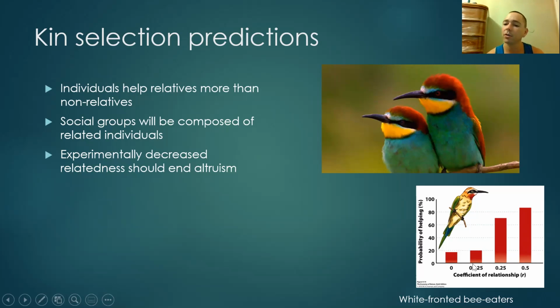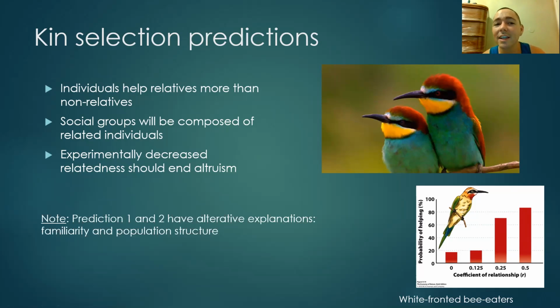So unrelated, cousins, half-sibs, i.e. same mom, different dad, or vice versa, and full sibs. Probability of helping? No surprise. These white-fronted bee-eaters are more likely to assist kin, and that makes sense because that increases R, which means that their inclusive fitness benefits are enhanced.